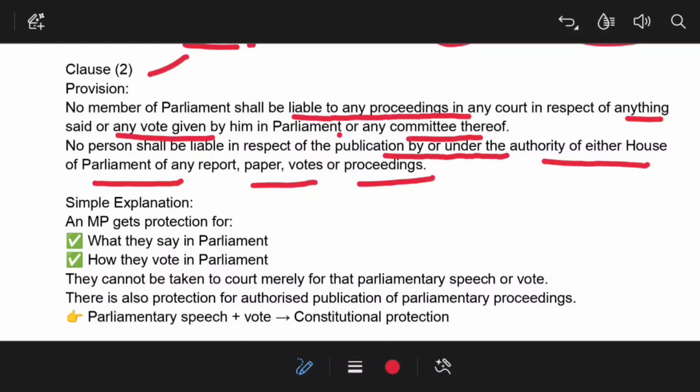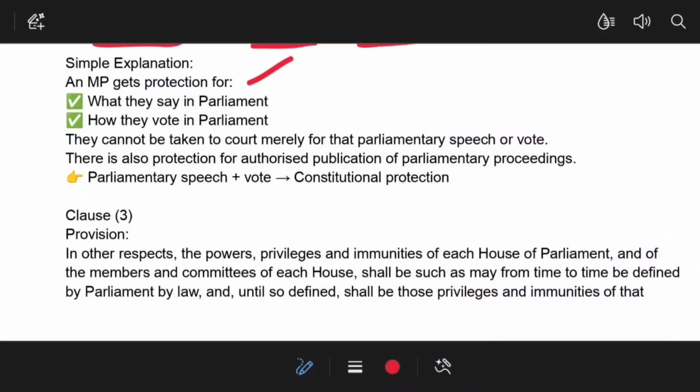Right? But that should not be in the wrong sense. That means you are not manipulating. Clear? If you are manipulating, then you can't publish that. Right? So you can publish the truth, not anything false. Clear? So an MP gets protection. Now it is individual, right? It is individual, and what I discussed earlier was about the parliament collectively. So these distinctions should be kept in mind. So an MP gets protection for what they say in parliament and how they vote in parliament, right? So they can't be taken to court mainly for that parliamentary speech or vote. There is also protection for authorized publication of parliamentary proceeding.